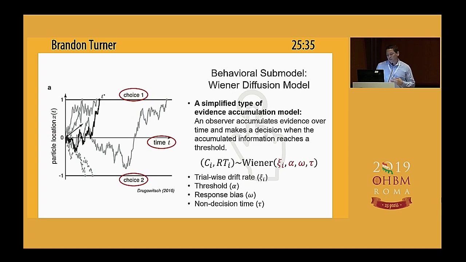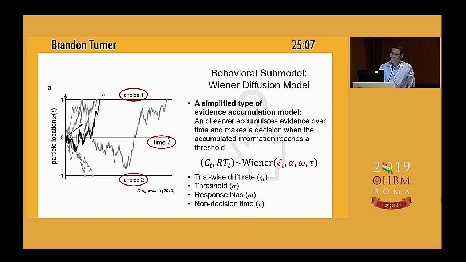So here's the diffusion model. You're representing the two choices as boundaries. There's choice 1 on the top, choice 2 on the bottom, and time is just on the x-axis. Whenever you present these two, the second one comes on the screen, then they start accumulating information in this model.